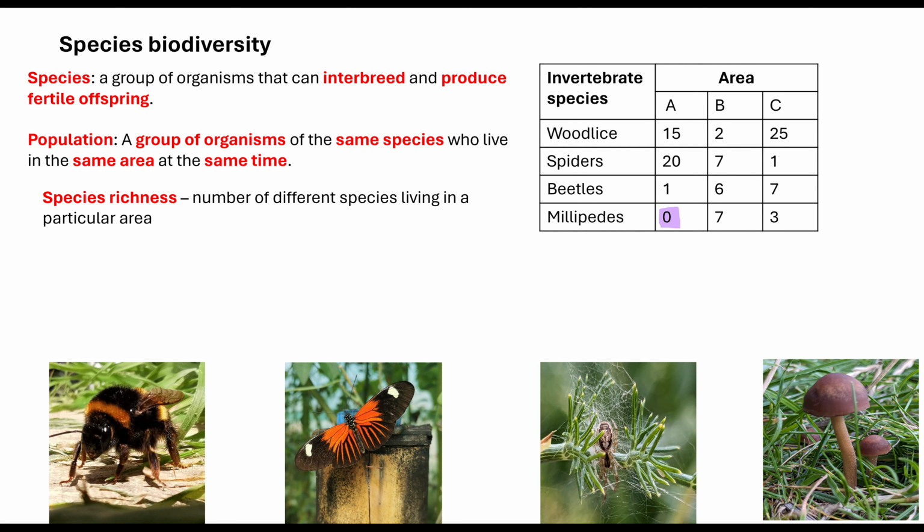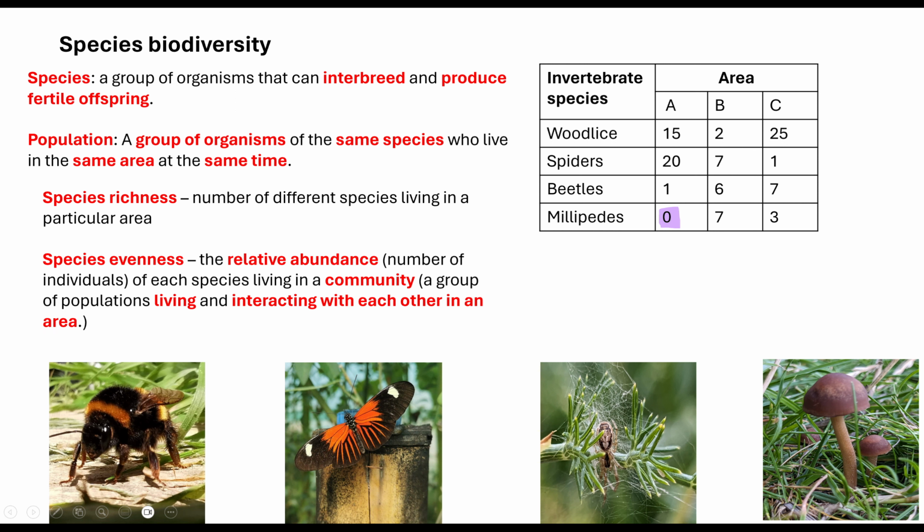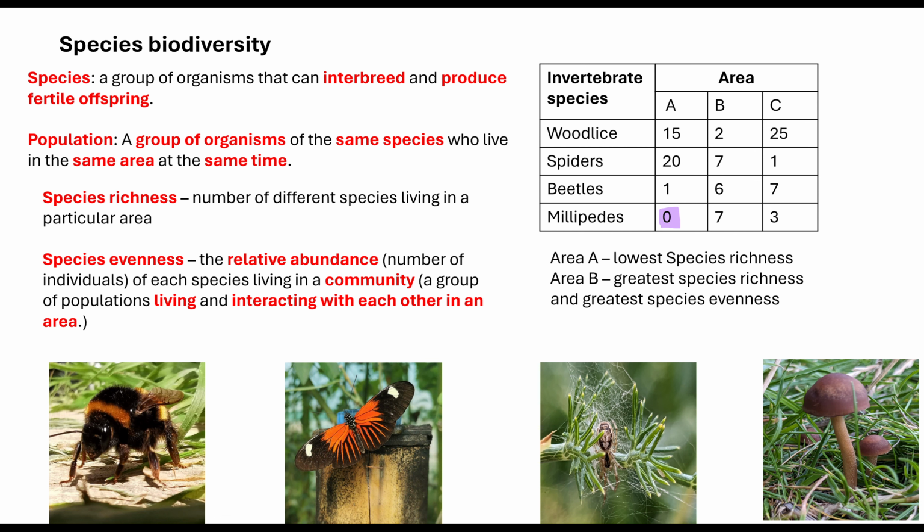Then we have to look at the species evenness. And the species evenness, what we're talking about here is the relative abundance. So the number of individuals of each species that is living in a community. Now, the definition of a community is a group of populations living and interacting with each other in an area. So the species evenness then, if we were comparing this, we have area A has the lowest species richness. Area B has the greatest species richness and greatest species evenness compared to all three.